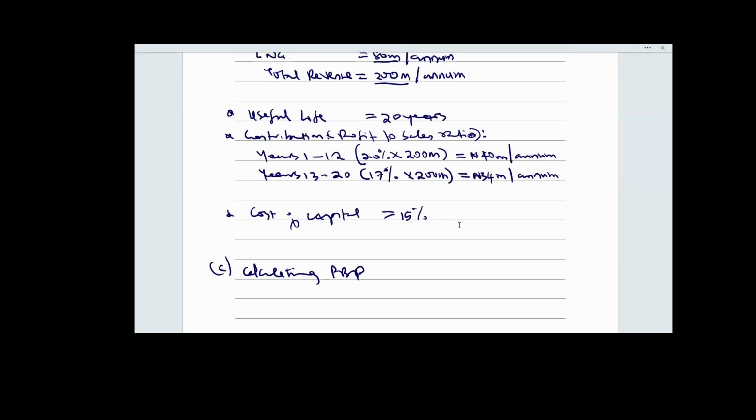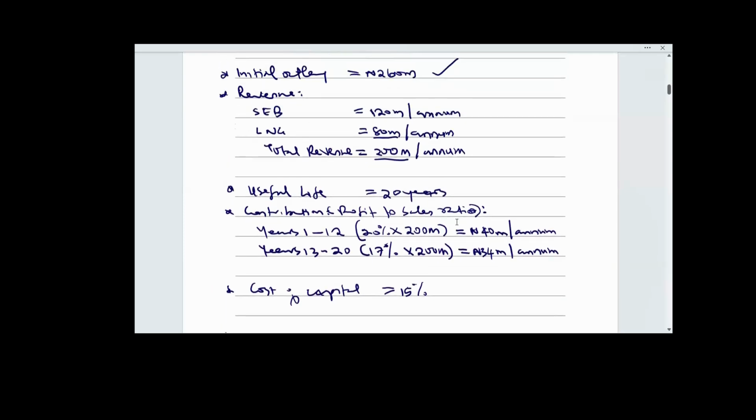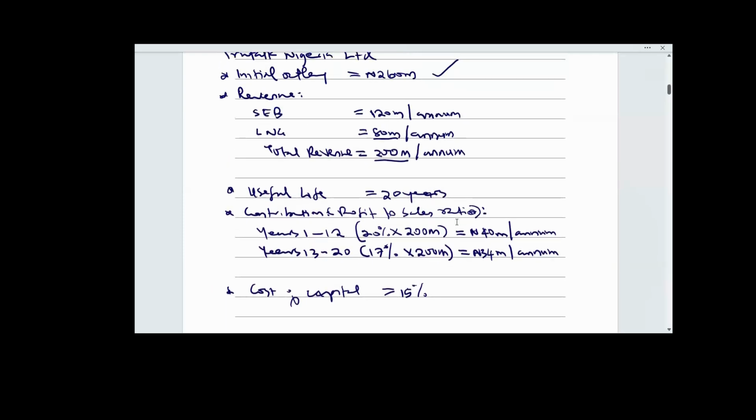If you multiply 12 years by 40 million naira, that will give us 480 million, which means that the initial outlay of 260 million is within the 480 million, which means that we are going to recover the invested capital within the first 12 years.